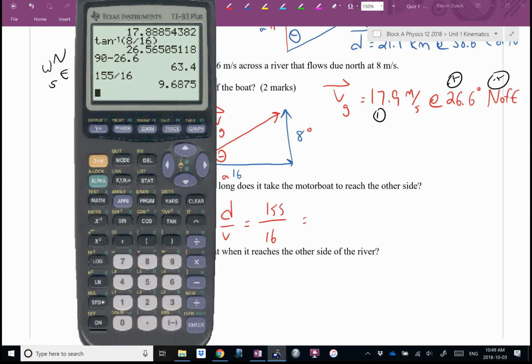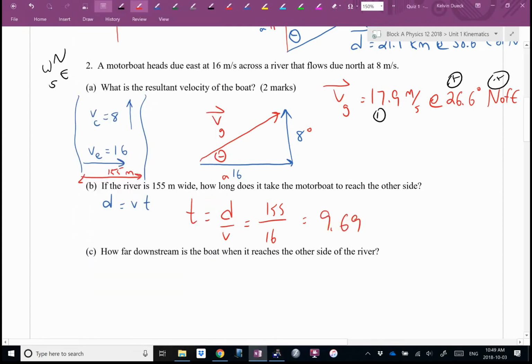9.69, and that's going to be seconds. How far downstream? Okay, now they want me to find the distance, so I'm going to use d equals vt.